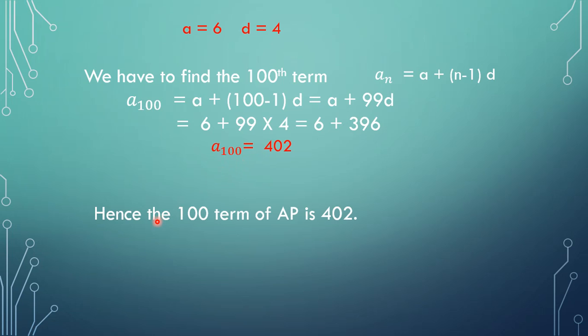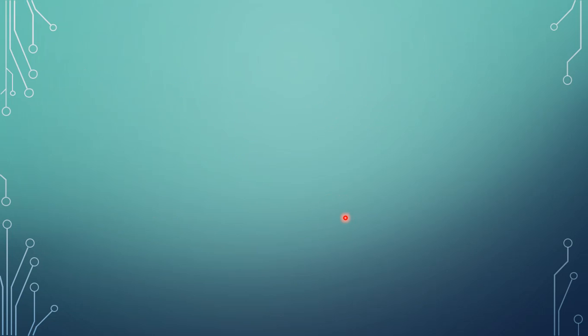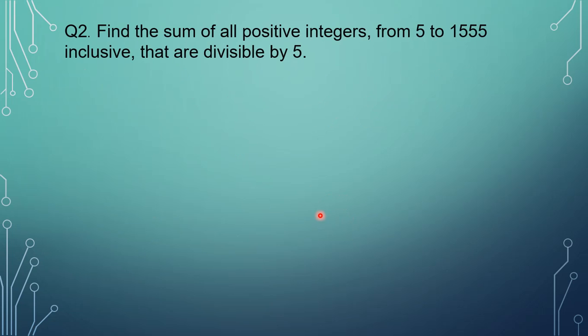So we get the answer. The 100th term of the given AP is 402. Now, in this way, we can find the nth term of the AP. Now let's do the second question, where we will use the sum of n terms of an AP formula.